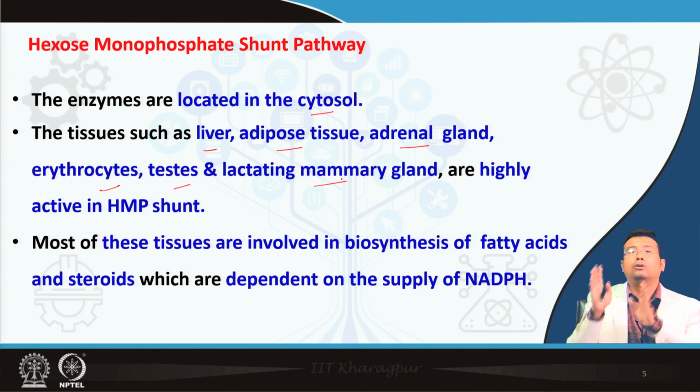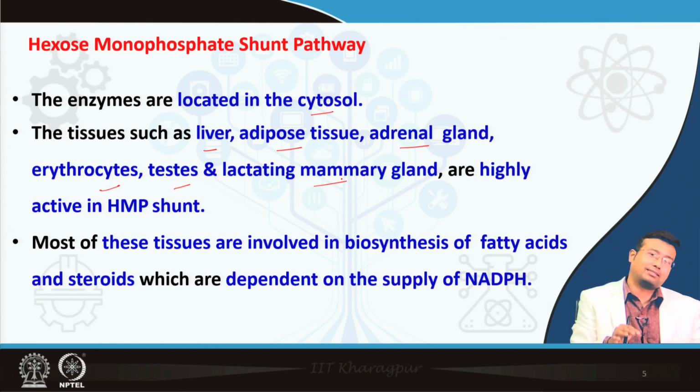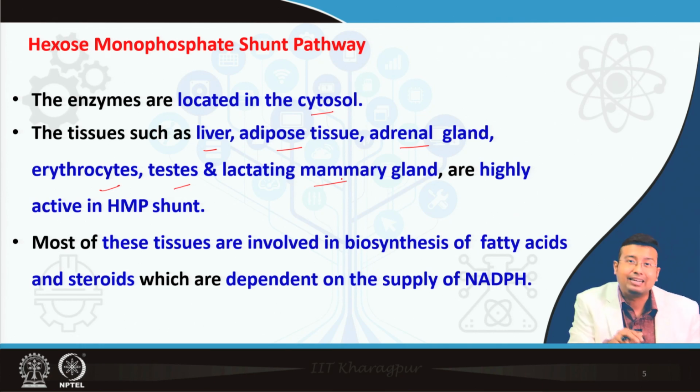Number one, you need to remember where HMP shunt is happening preferentially to other carbohydrate or glucose utilization pathways, and this can also be framed as an all-except type of question. So, HMP shunt is highly active in all except. Might be these tissues are given, okay, and brain is a third or fourth option, you need to select that one. So, be very careful. So, these are the tissues in which HMP shunt is happening best, right.